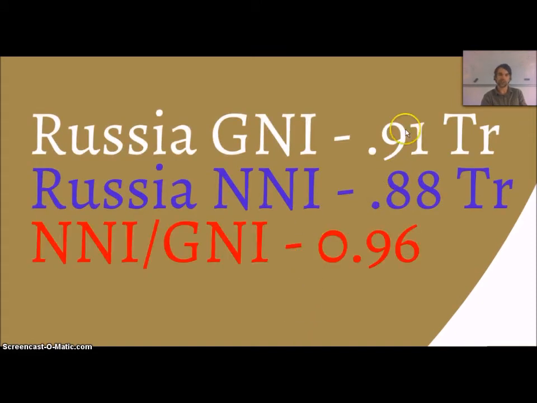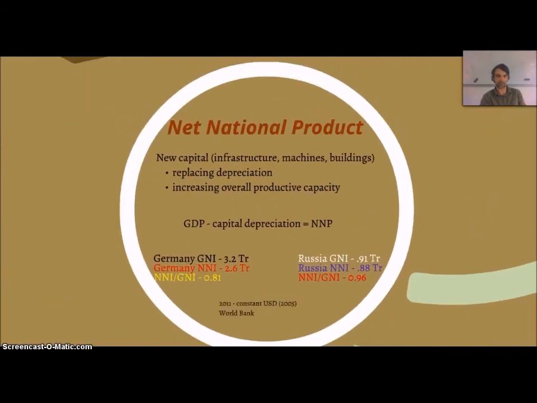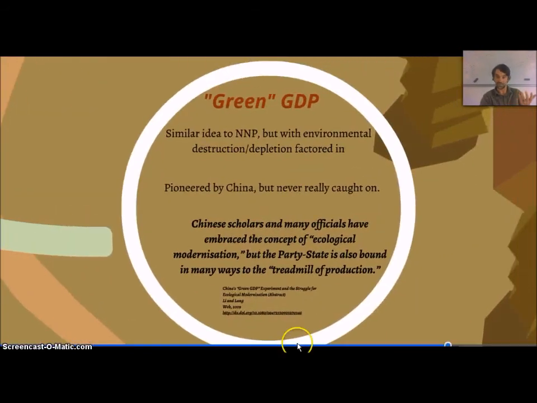For Russia, you see some different numbers here, and obviously they're using much less. Their NNI is much closer to their GNI, so they're replacing far fewer things. Again, whether that's good or bad, I'll leave that judgment up to you. But again, the importance is that there is a difference.